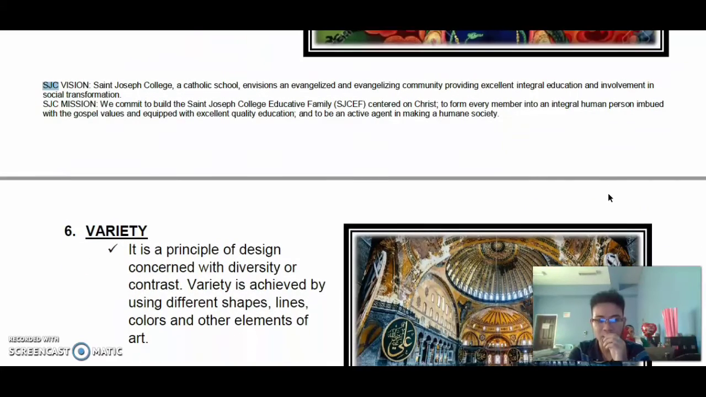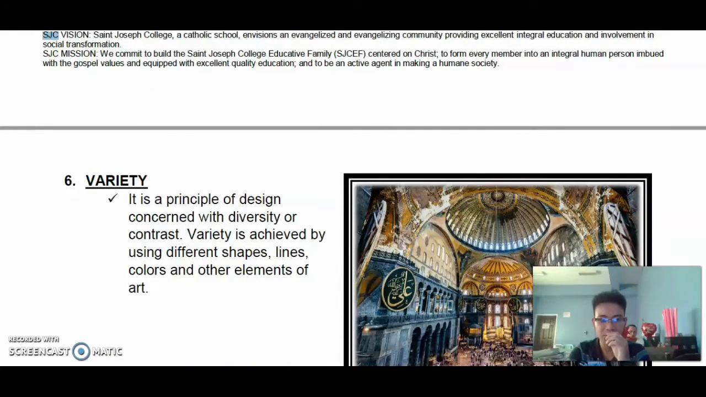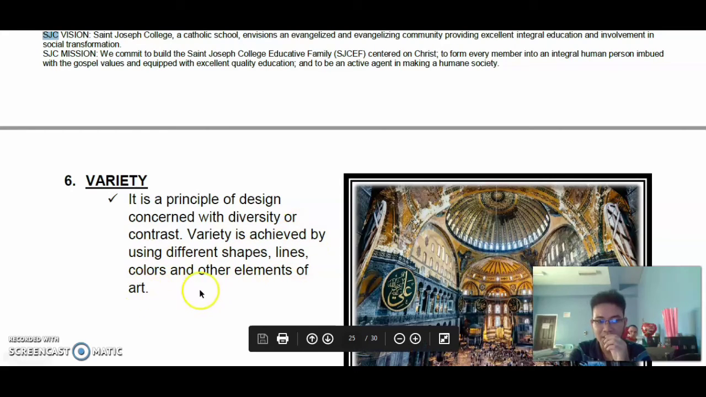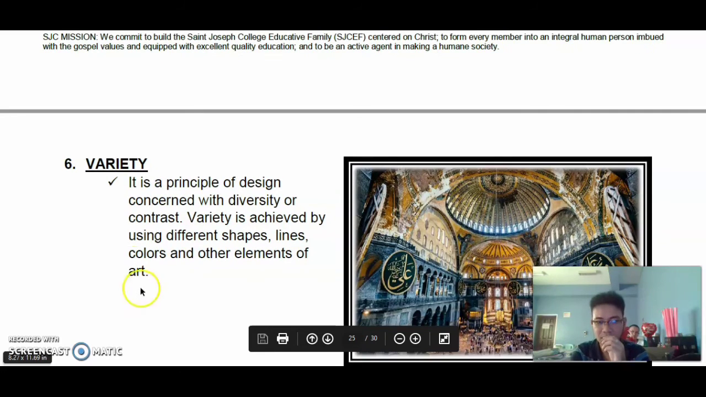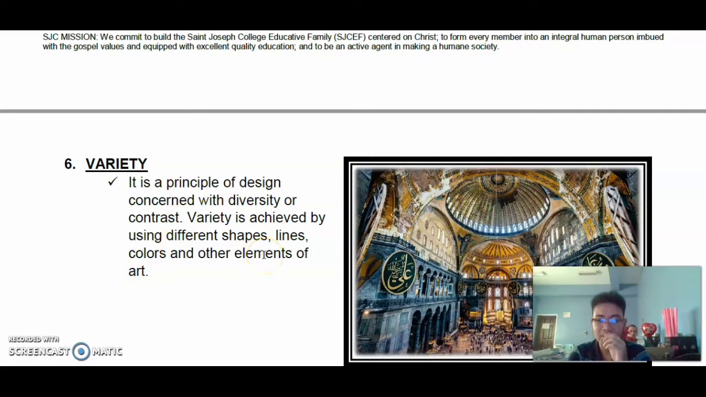The sixth one, we have the variety. Variety is a principle of design concerned with diversity or contrast. Variety is achieved by using different shapes, lines, colors, and other elements of art. In the rhythm, those are the patterns or the repetition of the elements. However, in the variety, this is the combination or the diversity of the different shapes, lines, and colors to create a harmonious artwork. For example, this building uses different shapes.